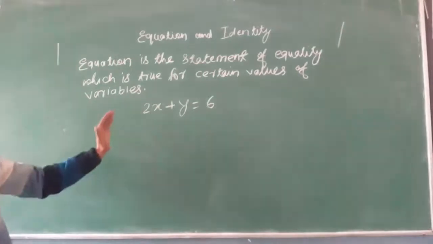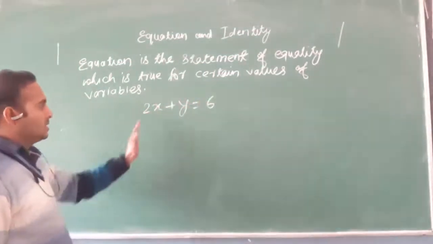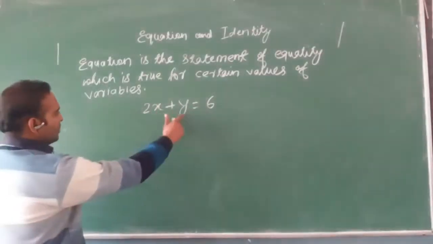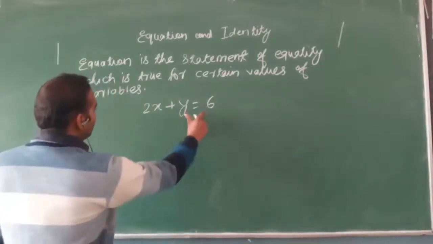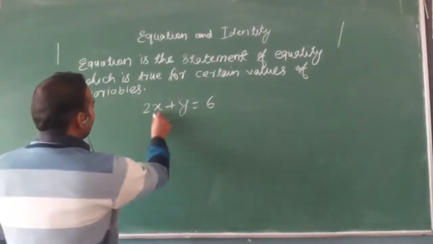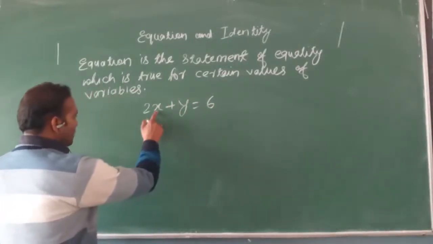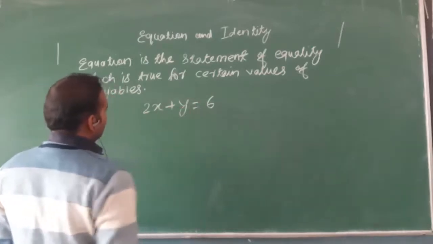Let us consider an equation like 2x plus y equal to 6. This is a linear equation in x and y. This equation is only true for some values of x and y. If we put x equal to 2 and y equal to 3, then this equation will be satisfied.